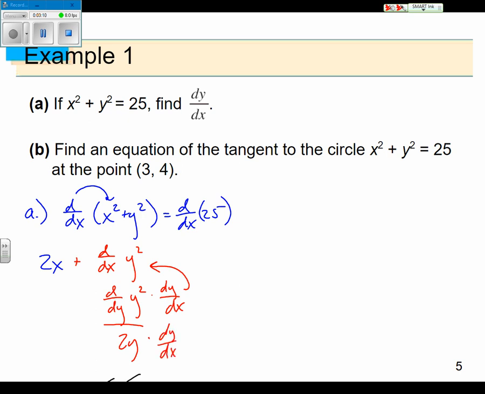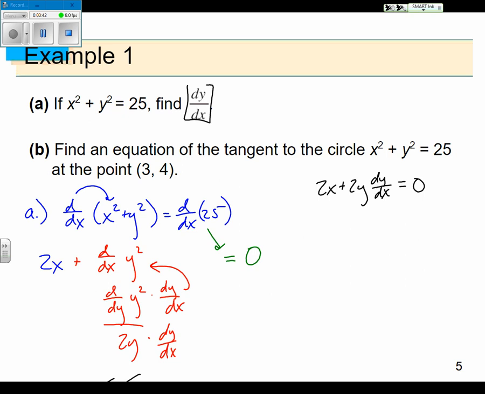I'm going to use Leibniz notation just for a little bit, and we'll switch back and forth some today. And then finally, the derivative of a constant is still 0. Nothing's new there. The only part that's really new is what you see in red right here. So if I write together everything, I have 2x plus 2y, and that dy over dx tags along with it, equals 0.